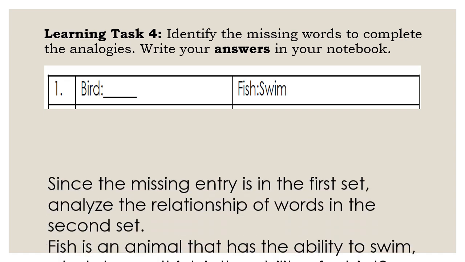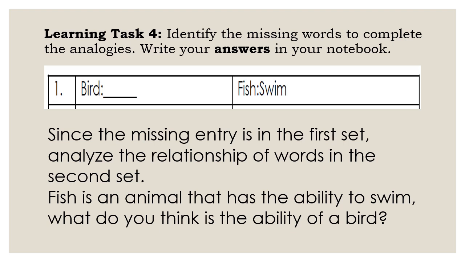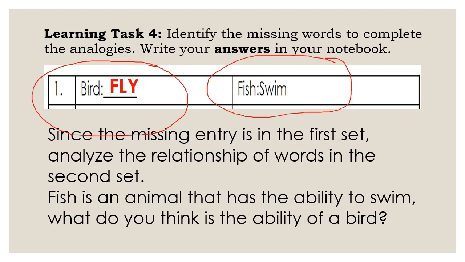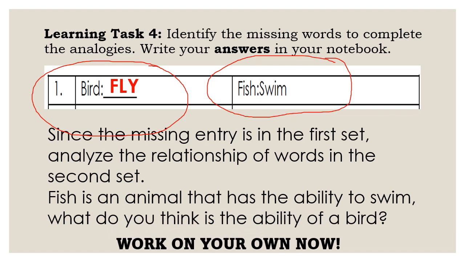Let's understand the relationship. Since the missing entry is in the first set, analyze the relationship of words in the second set. So bird is our first set. Fish and swim is our second set. Fish is an animal that has the ability to swim. What do you think is the ability of a bird? The correct answer is fly. Very good. Okay, I believe you can answer the remaining numbers.